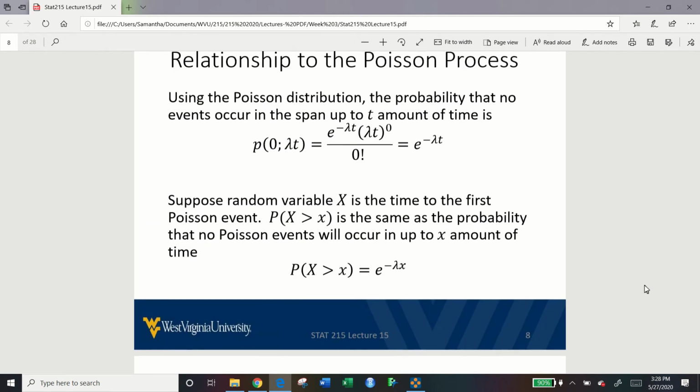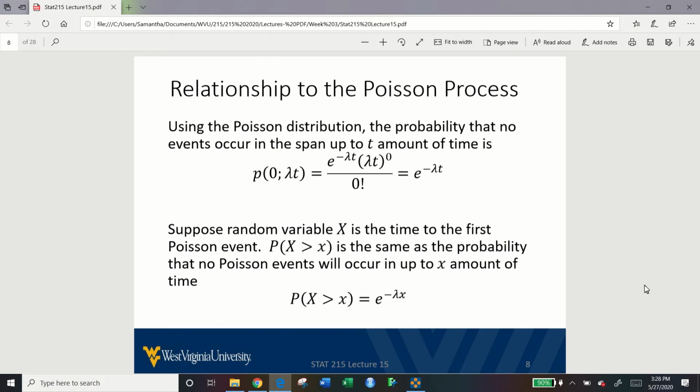By using our Poisson distribution, the probability that no events occur in the span up to t amount of time would be, using our PDF, e^(-λt) multiplied by (λt)^0 over 0 factorial. This would simplify to e^(-λt). So if we suppose that a random variable X is the time to the first Poisson event, then the probability of X greater than x is the same as the probability that no Poisson events will occur up to x amount of time, meaning that P(X > x) would be equivalent to e^(-λx).